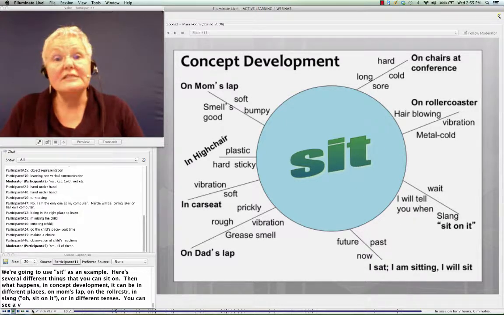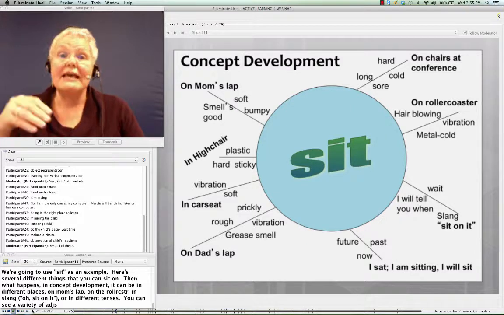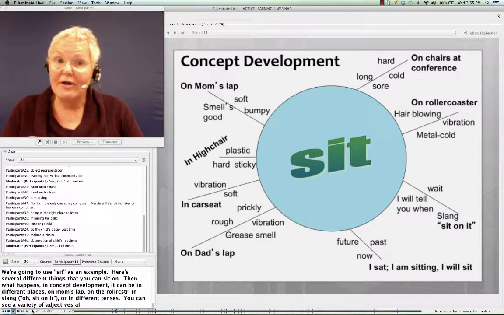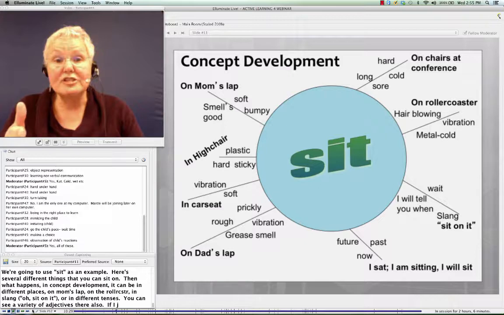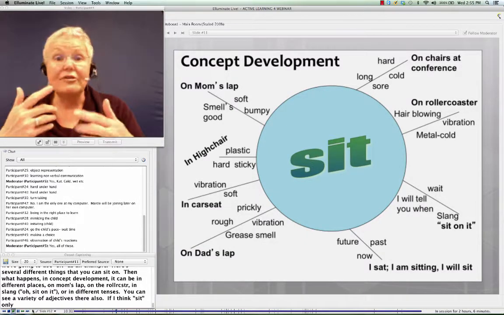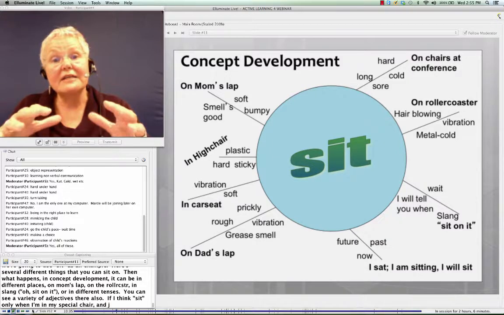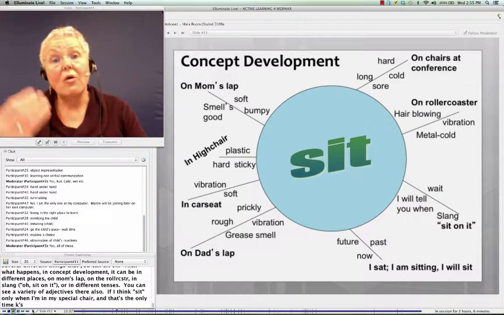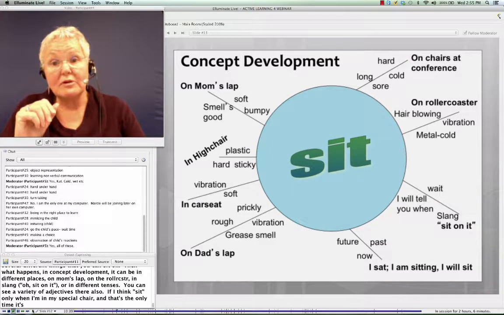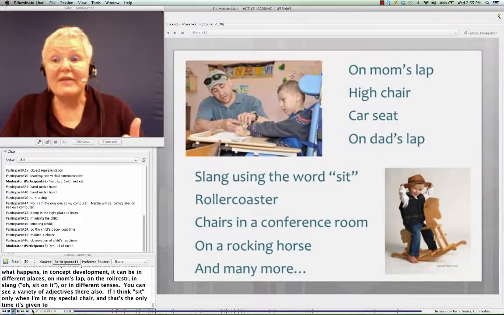So this is the concept. If I only think I sit, if I'm in this special chair, and that's the only time you mention sit to me, whether you sign it, say it, or give them some kind of a tactile indication or a tactile symbol. So think about that on mom's lap, the high chair, on the rocking horse.